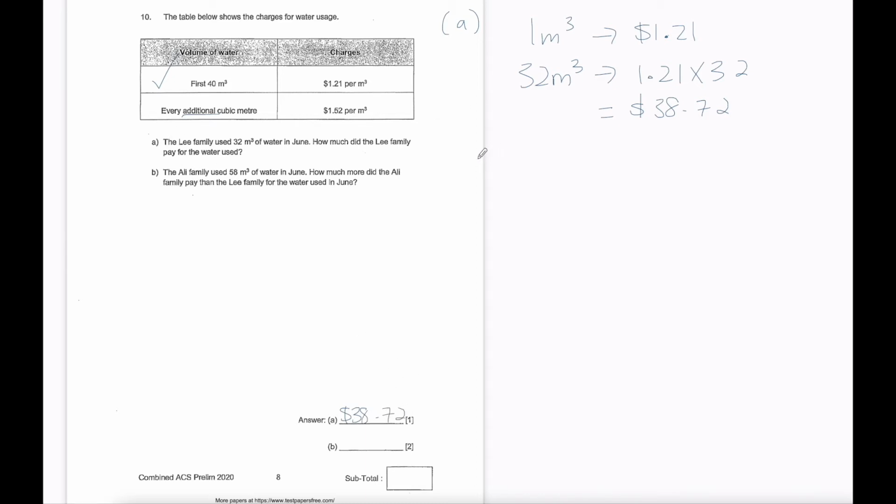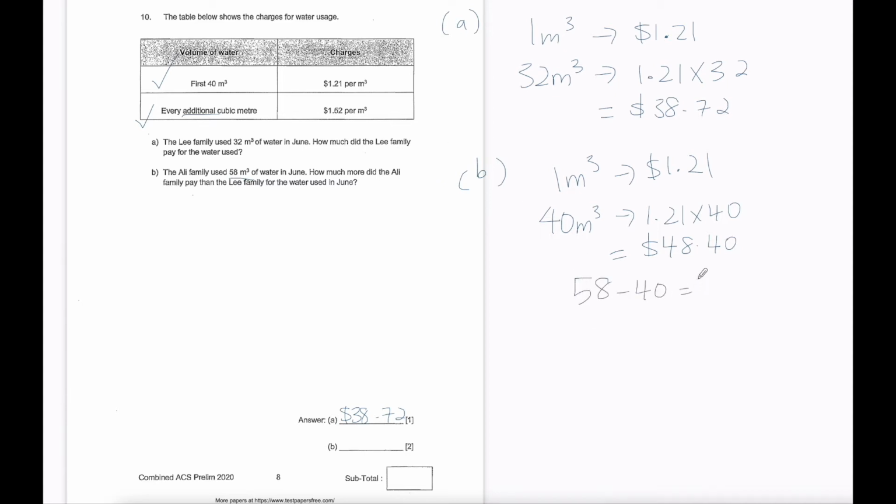The Ali family used 58 meter cube of water in June. How much more did the Ali family pay than the Lee family? So let's find out how much water the Ali family used. We have to look at both because they exceeded. So for the first 40 meter cube, they are paying this amount. And 40 meter cube will be $1.21 times 40, which is 48.40.